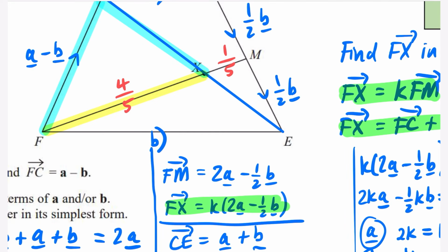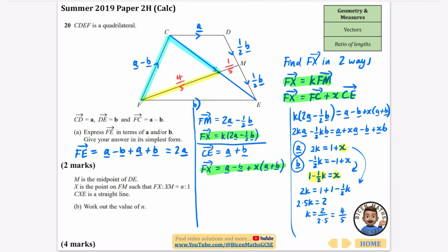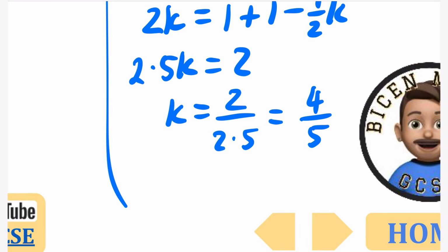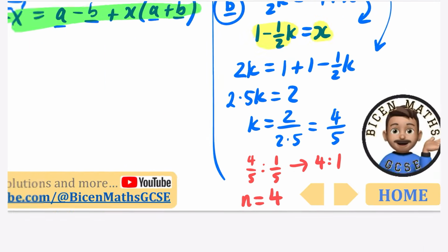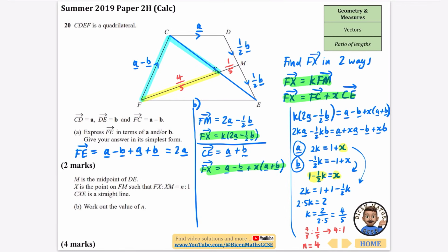So the ratio is 4/5 to 1/5, and then we can simplify that ratio. It simplifies to 4 to 1, meaning that n is equal to 4, because in the question it said work out the value of n, and n was in this form that we had here.